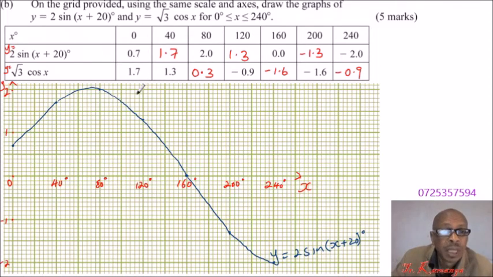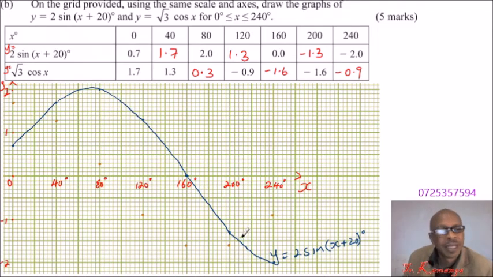When x is 0, y is 1.7, so 1.7 should be there. When x is 40, y is 1.3, so 40, 1.3 should be there. When x is 80, y is 0.3. When x is 120, y is minus 0.9, which is there. When x is 160, y is minus 1.6 there. When x is 200, y is the same, minus 1.6 again. And when x is 240, y is minus 0.9.